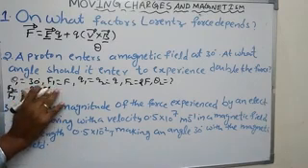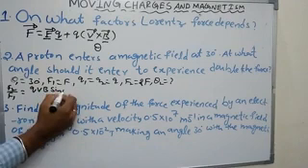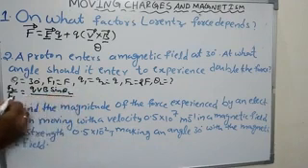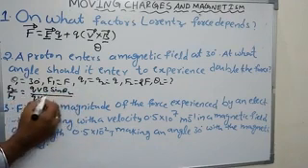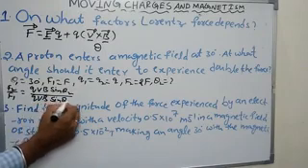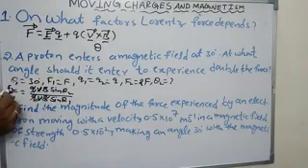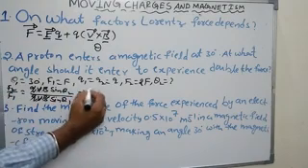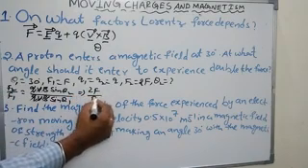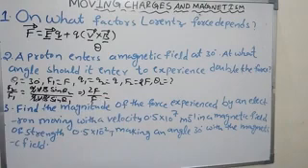Q V B sin theta 2, with the same magnetic field B. Okay, and F1 is what? Q V B sin theta 1. Q cancels, V cancels, B cancels. So F2 here, how much? 2F. F1 how much here? F. So F by 2F is equal to sin theta 1 by sin theta 2.